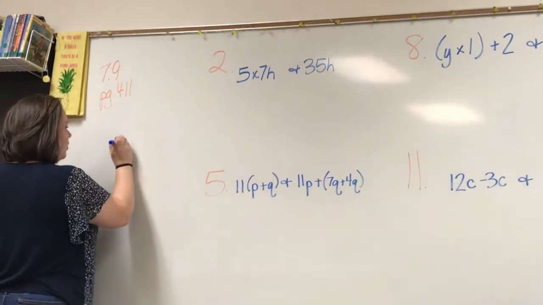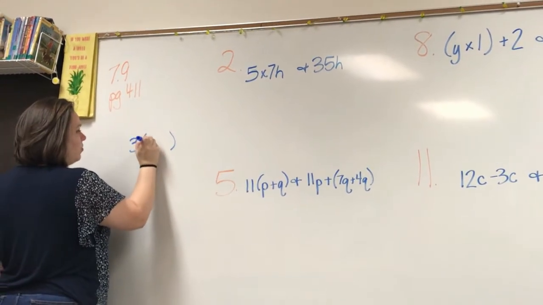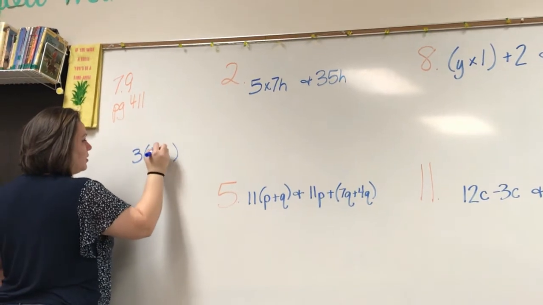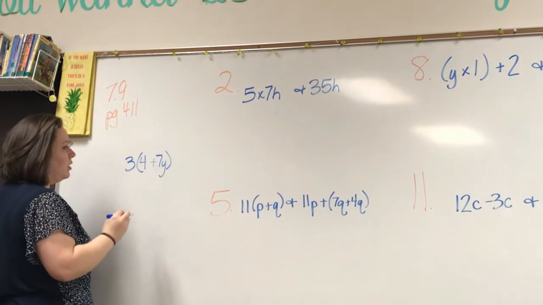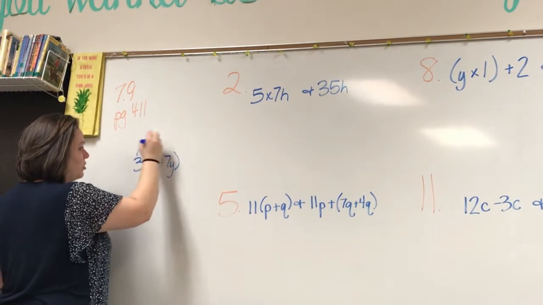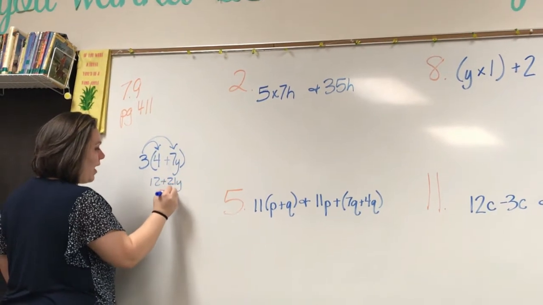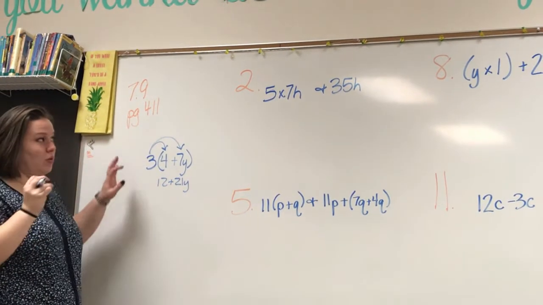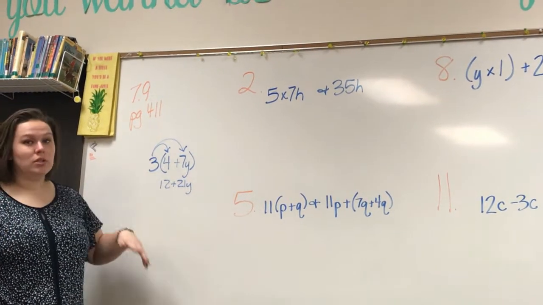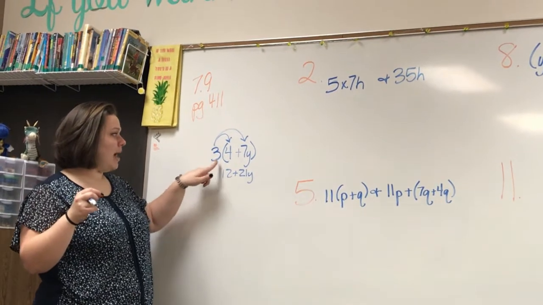If I were to put 3 parentheses, 4 plus 7y, I would jump and turn that into 12, and I would jump and turn that into 21y. I review this because if you are multiplying, it doesn't have to be a like term.